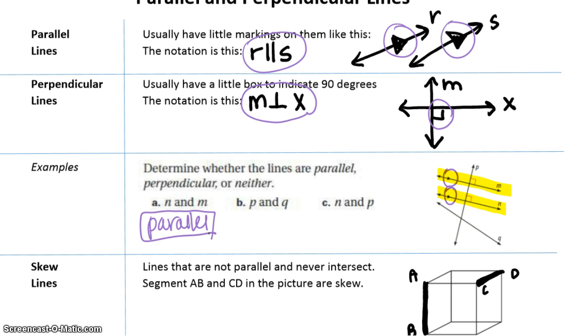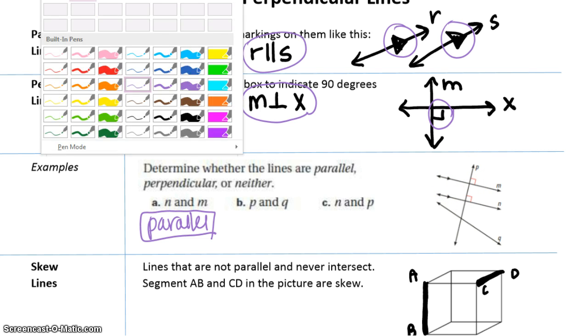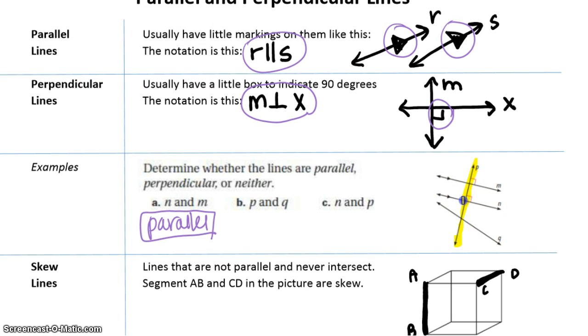So let's look at the next set of lines. We have line P and we have line Q. So we have line P right here, and then we have line Q right here. Now they're not parallel because they don't have the markings, plus they intersect, right? And parallel lines never, ever, ever intersect. So they can't be parallel. Are they perpendicular? Well, if we look here, I don't see anything saying that these two highlighted lines form a 90-degree angle. So we can't say that they're perpendicular either. So we're going to have to say that these lines are neither parallel or perpendicular. They are neither. They're just plain old intersecting.